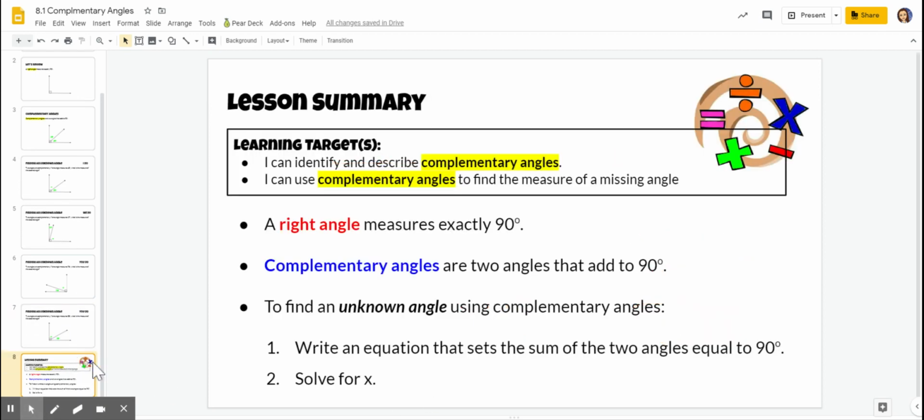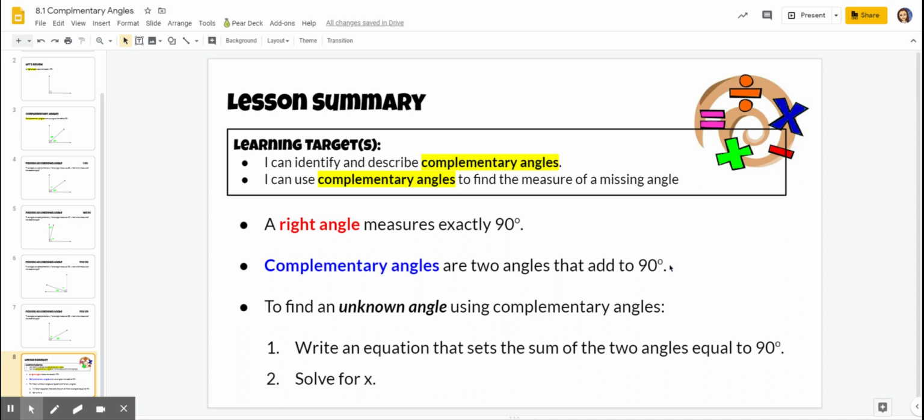So in wrapping this up here, we had two learning targets for today. And we went through a couple of examples together. So here are some things that I just want to make sure I leave you with. The first thing that we reviewed today is the fact that a right angle always measures exactly 90 degrees. And it's important that we know that because complementary angles are two angles that add up to be 90 degrees.